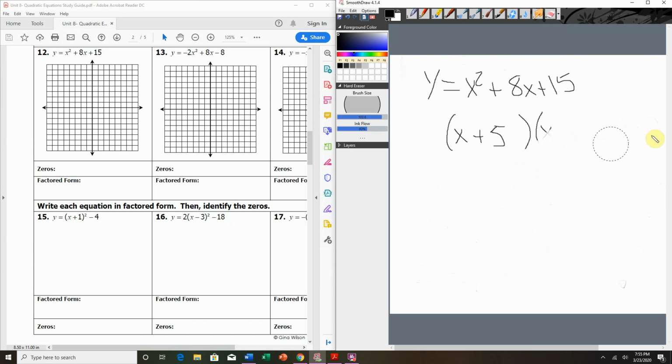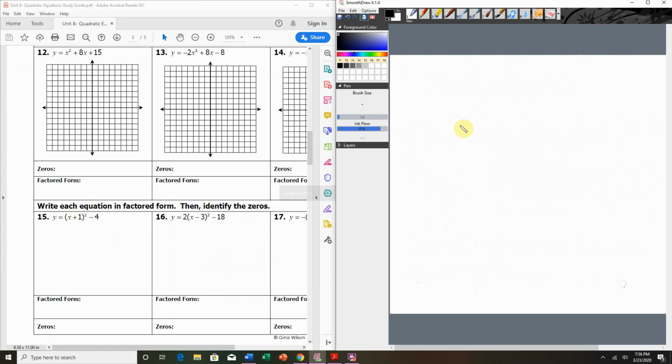All right, and please pause and try the problems on your own if you have any trouble. Great practice. Don't just sit here and watch my boring voice this entire time. So we have writing each equation in factored form, then identify the zeros. So y equals (x plus 1) squared minus 4. This one's a little different. We haven't seen too many problems like this.